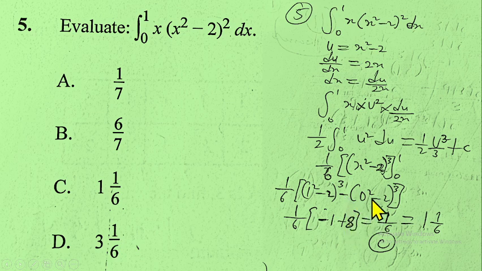Do you understand that now? 0 squared is 0 minus 2. Minus 2 cubed is minus 8. Minus 8 times minus here will give us plus 8. So you are having minus 1 plus 8 left. Then minus 1 plus 8 will give us 7. Then 7 times 1 over 6 will give us 7 over 6. So if you look at the options provided for us, option C is the correct option for question number 5.